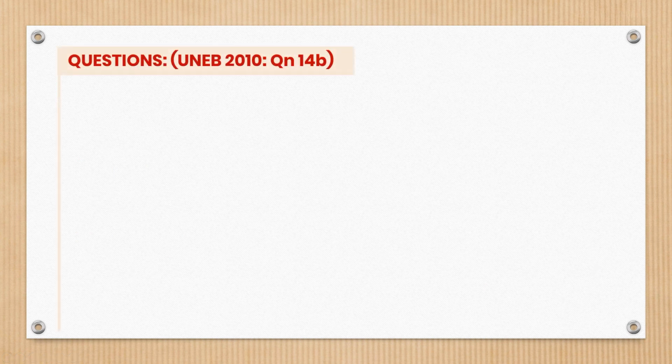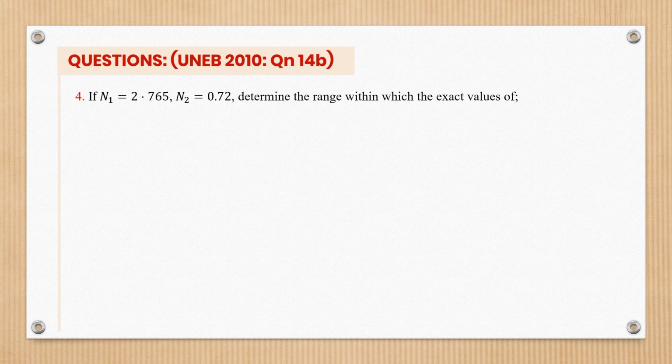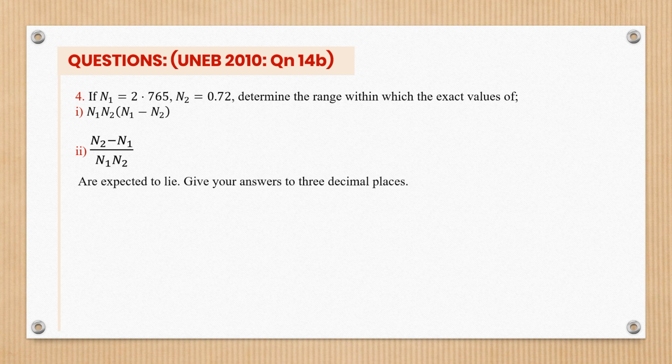Alright, so moving on, we're going to move to another question, and this was a question from UNEB 2010, question 14b. I've been told that if n1 is equal to 2.765 and n2 is 0.72, determine the range within which the exact values of n1 times n2 times n1 minus n2 lie. So we have n2 minus n1 over n1 times n2 in the second case. We're going to find where the range of these is expected to lie, and then we're going to give our answers to 3 decimal places. That's what the question says.